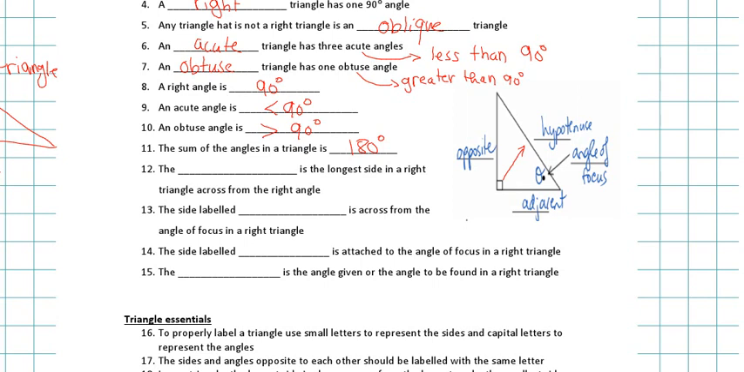Now, so you always can do that first. Label the hypotenuse first. Then you're going to look at which one is my angle of focus. Angle of focus is the angle of interest. So it's the angle that you're looking for or the angle that's given to you. Okay? So in this case, this is my angle of focus right here. Okay? Because that's the one that's given to me or the one I'm looking for.